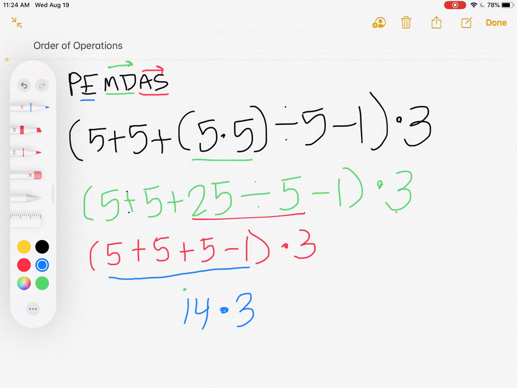Last but not least, we just need to finish off with our multiplying. 14 times 3 gives us 42.